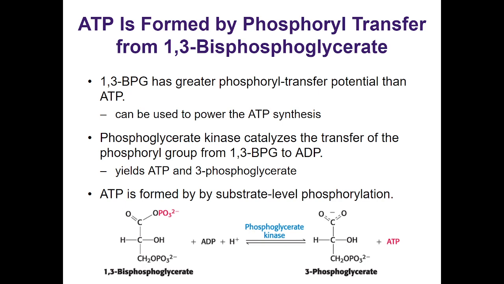So ATP is going to be formed by the phosphoryl transfer from 1,3-bisphosphoglycerate. 1,3-BPG has greater phosphoryl transfer potential than the ATP. This can be used to power the ATP synthesis.